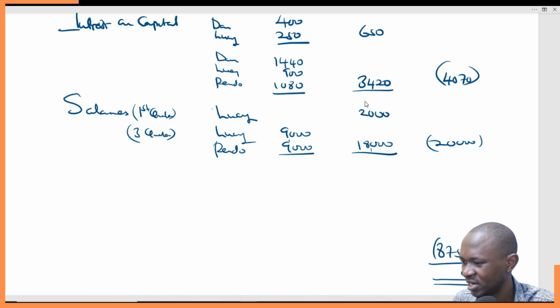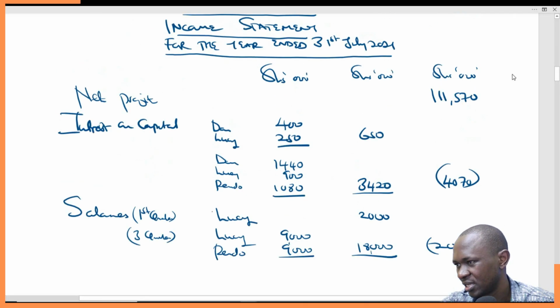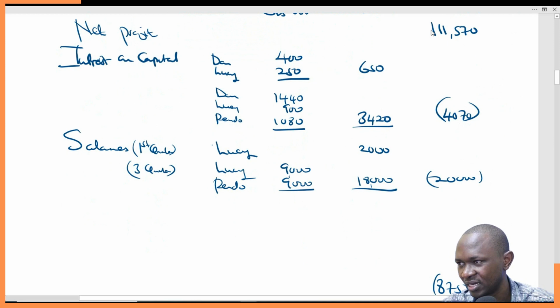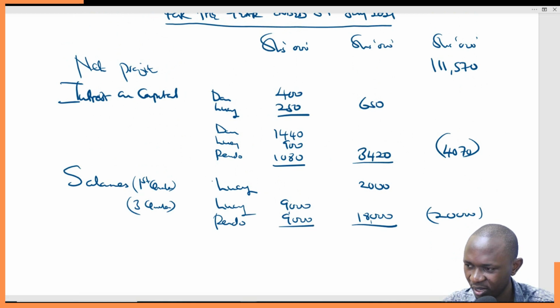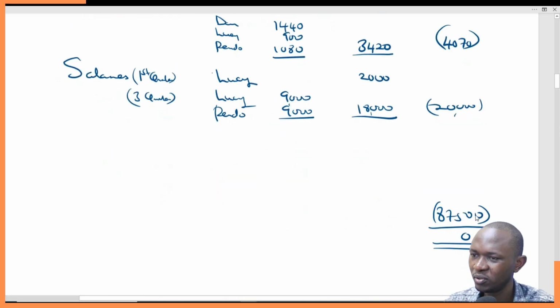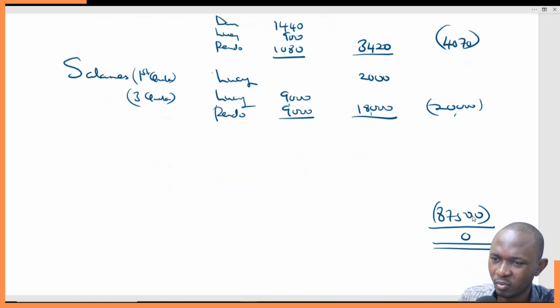87,500. This is the remaining amount. Once you distribute this, we will have shared out the entire 111,570. We've already paid the partners this, and we've also paid them this 20 million. So the balance is 87,500, which is supposed to be shared as profit. So we'll come here and say profit share.